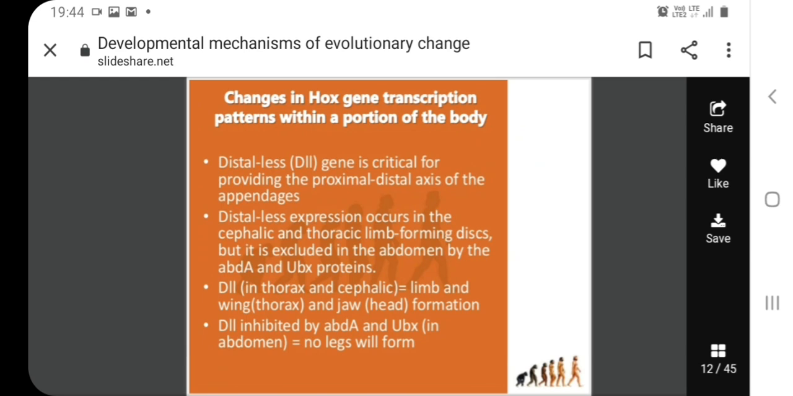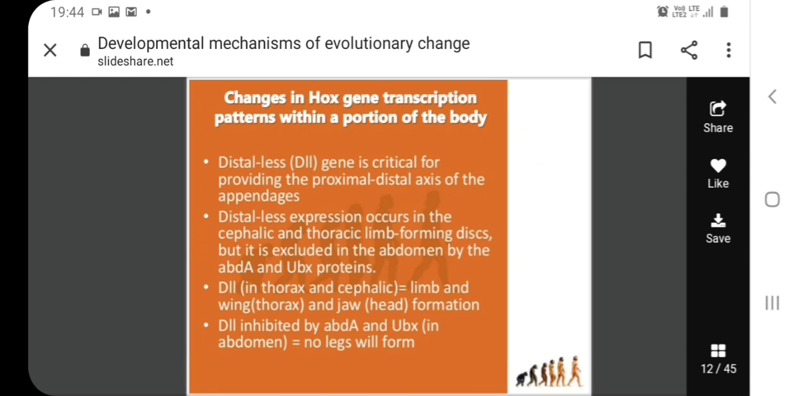Thus, the appendages grow into legs and wings in the thorax and into jaws in the head. The distal-less gene induces the ventral appendages. Distal-less gene expression is inhibited by the protein products of UBX and abdominal A.